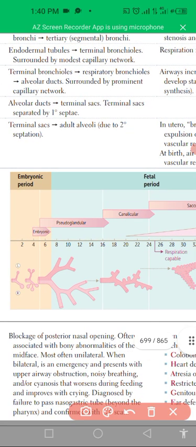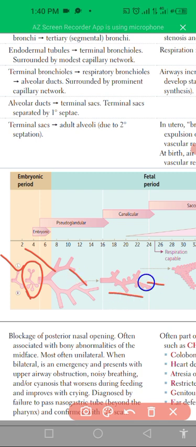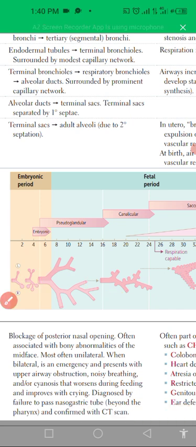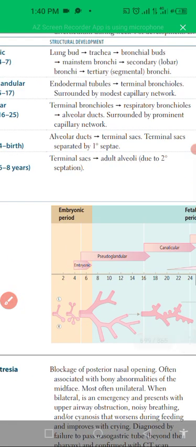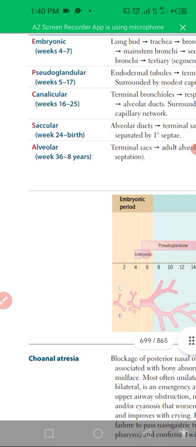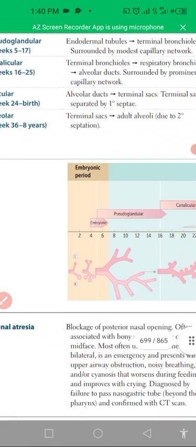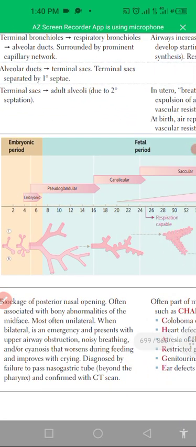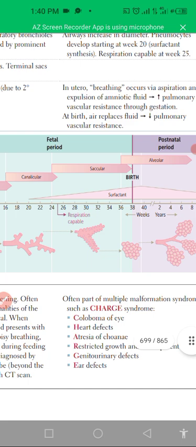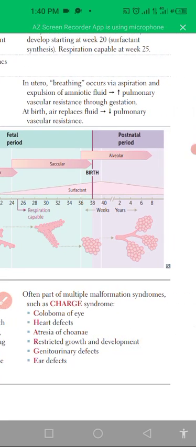As you can see here, the lung bud is there, and then it goes downward into the segments, and then bronchi, and then tertiary segments, and then in this way it keeps on dividing, and it keeps on forming the terminal bronchioles, and then respiratory bronchioles, and then alveolar ducts and surrounding capillaries, and then terminal sacs, and then septa, and then type 2 pneumocytes for surfactant production. So in this way alveoli are formed.